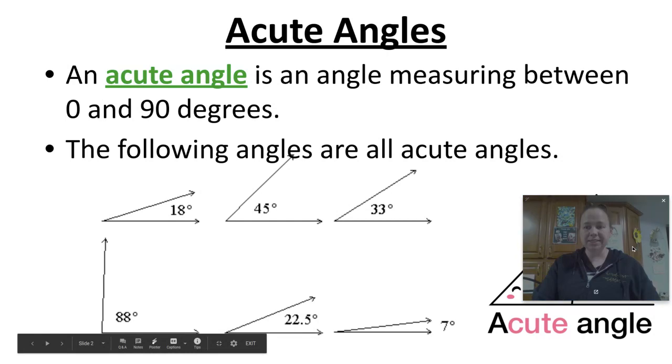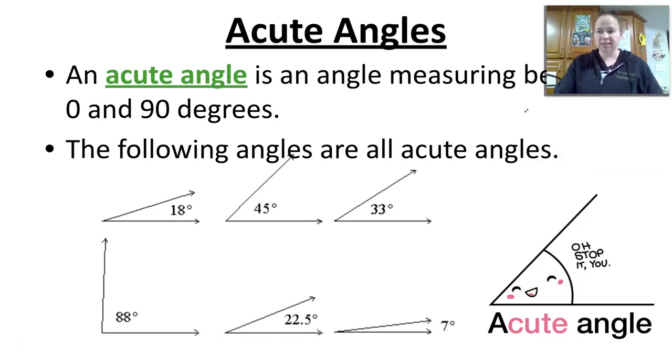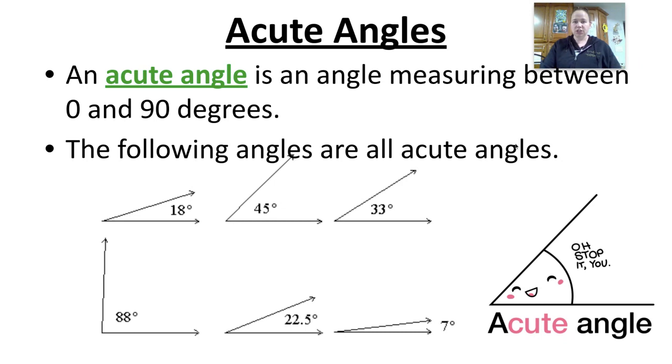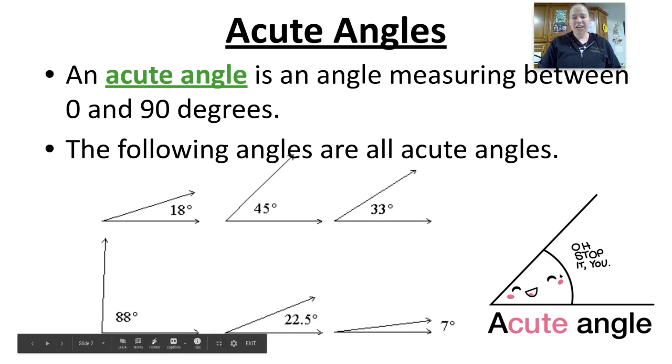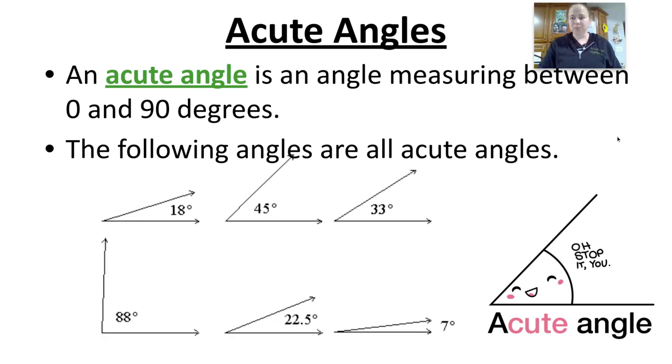So there are three types of angles. First is the acute angle. Remember, you're a cute little angle, so cute and sweet. It's between 0 and 90 degrees. It's less than 90 degrees. You like my picture down here? And these are all acute angles. See how they're less than 90? What a cute little guy.